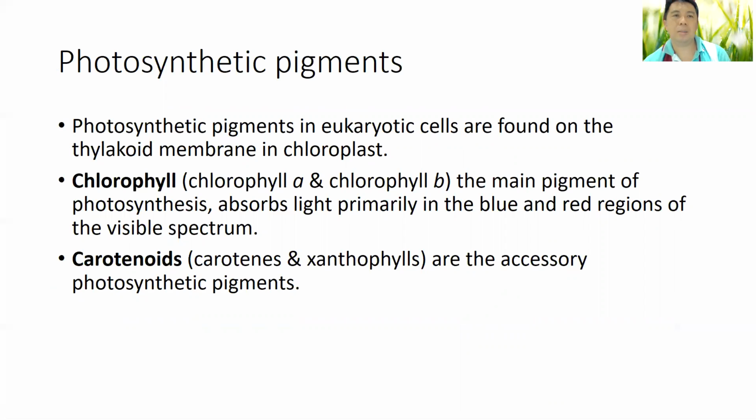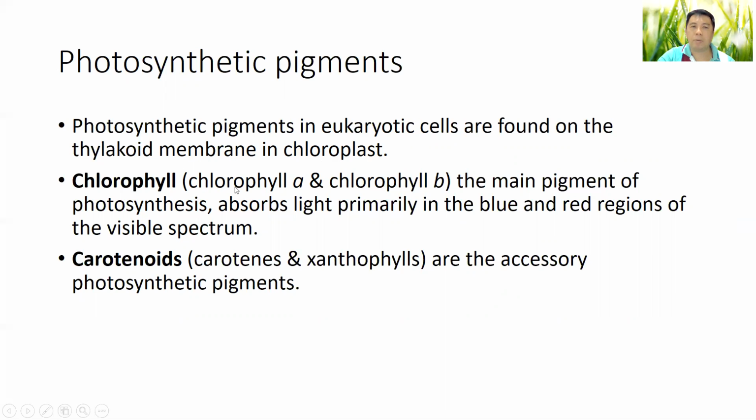So these are how the autotrophs, photoautotroph and chemoautotroph, carry out the reduction of carbon. Now we are focusing on photosynthesis, that means photoautotrophs. All the photoautotrophs contain photosynthetic pigments. Then we are focusing on the photosynthetic pigments in eukaryotic cells. They are found in the thylakoid membrane in the chloroplast. They are chlorophyll and carotenoids.